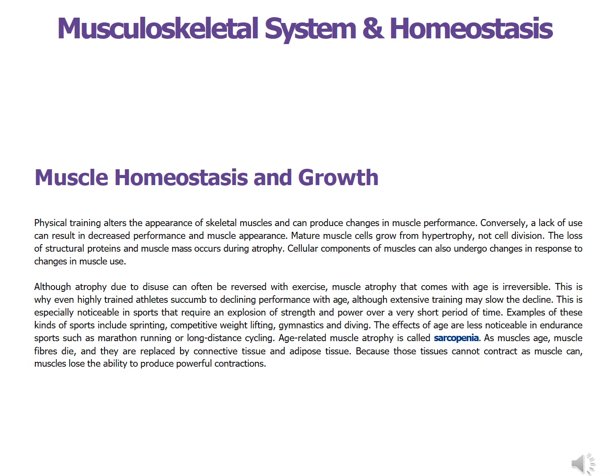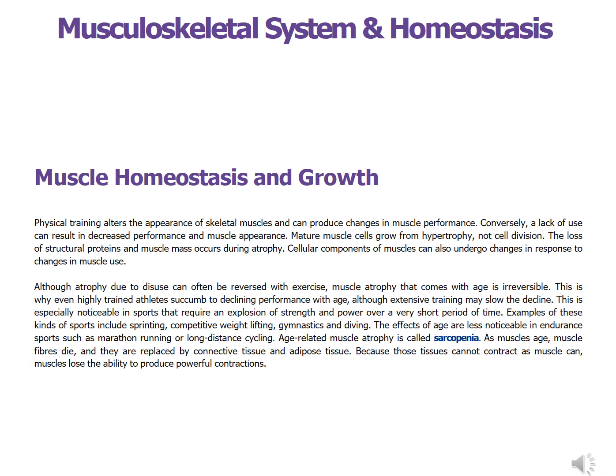Cellular components of muscles can also undergo changes in response to changes in muscle use. Although atrophy due to disuse can often be reversed with exercise, muscle atrophy that comes with age is irreversible. This is why even highly trained athletes succumb to declining performance with age, although extensive training may slow the decline.